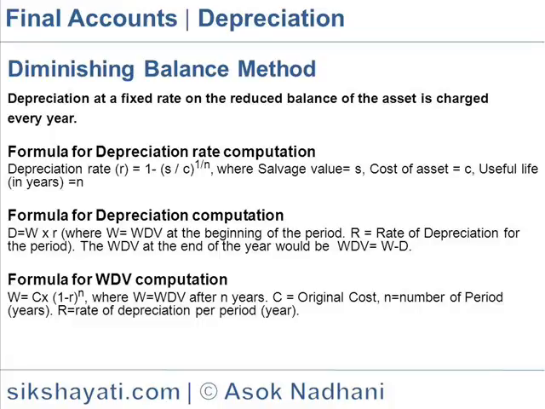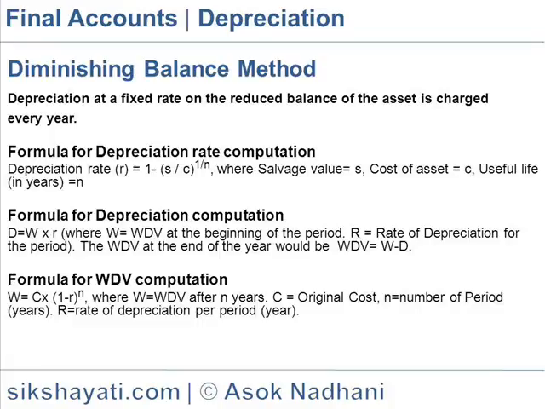Example: a machine was bought for rupees 50,000 2 years ago. The current book value of the machinery is 36,125. Rate of depreciation is 1 minus (36,125 by 50,000) to the power half, which is equal to 1 minus 0.7225 to the power half, which is equal to 1 minus 0.85, which is equal to 0.15 or 15%.